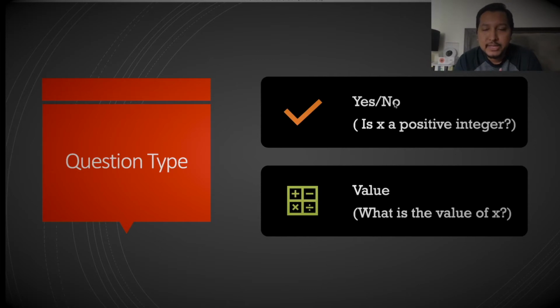And then there could be a second type where they ask you what is the value of x, and in those cases a simple yes or no doesn't answer. You have to know the exact value of x in order to say yes, I have sufficient information, because if you cannot determine the exact value of x, then you cannot solve a value question.